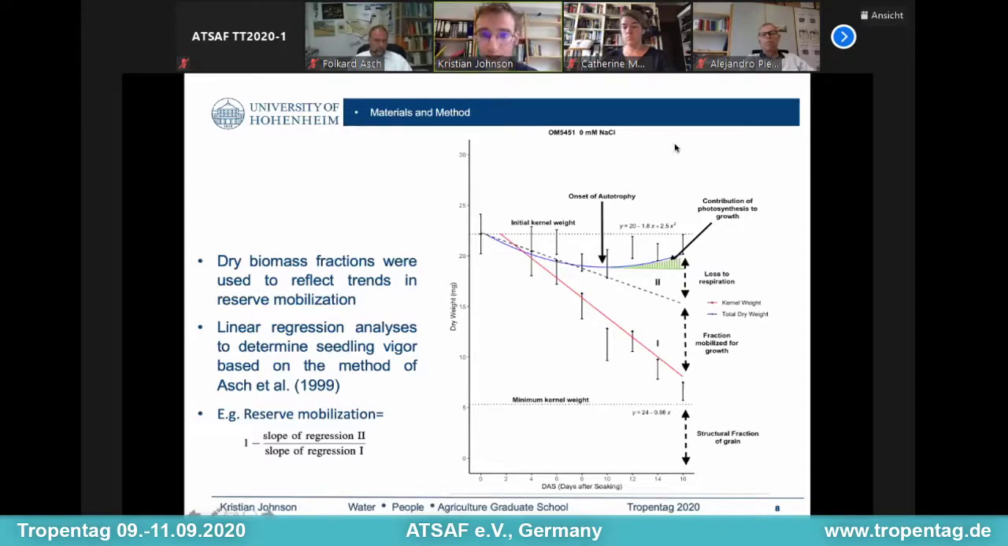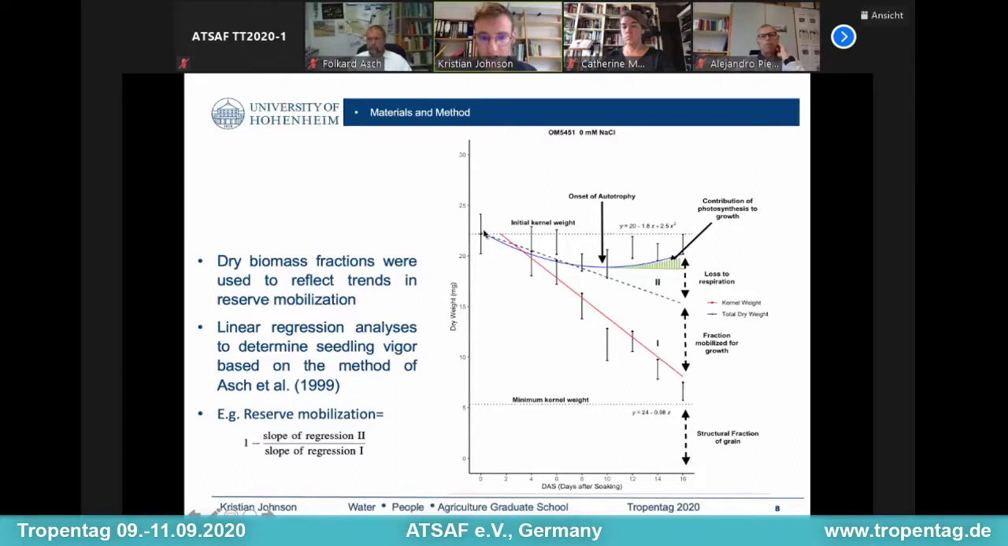In 1999. And in particular, it relates to 2 regression lines, which I will have the pleasure of introducing to you in a second. And here I've taken, in this graph right here, a real example of, in this case, OM5451 growing over time. And the blue regression reflects the total weight mass over time.